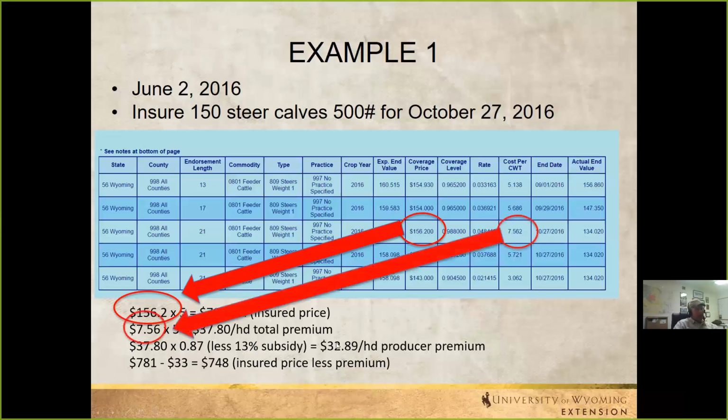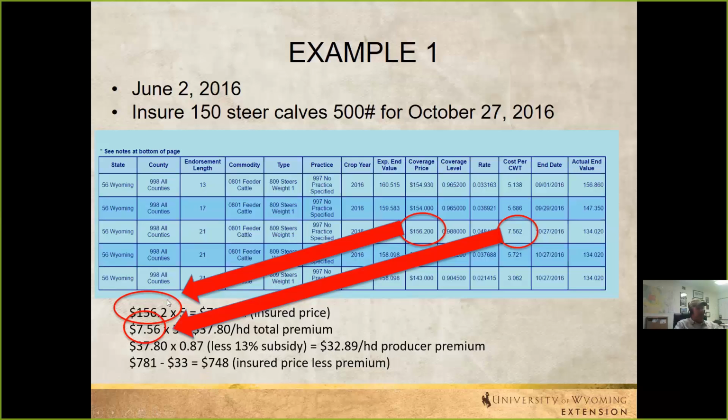So that gives me $32.89, the producer premium. That's what I'm going to write my check for. The total premium is $37.80, and I'm responsible for $32.89 of that. So that's the number I really want to get to. We take this number right here, calculate out our total premium, and multiply it by 0.87. That gives me the amount that I'm responsible for.